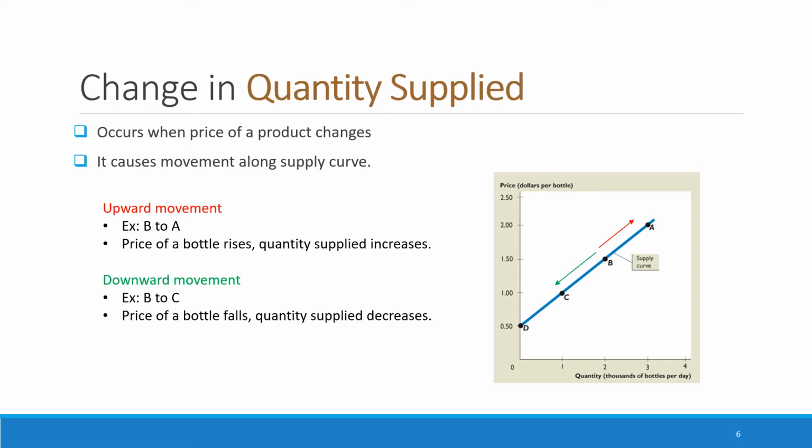On the other hand, movement from point B to point C means downward movement. It happens when the price of bottled water decreases. It is less attractive for the existing firms to earn profit at this point. Therefore, the firms reduce quantity supplied of bottled water.